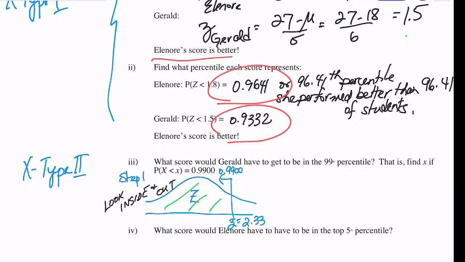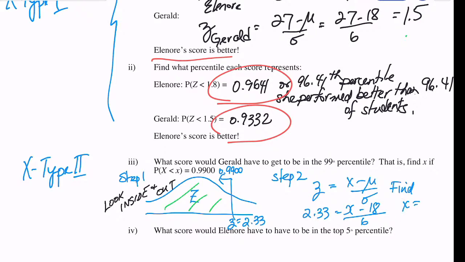Sorry about that. All right, so let's use step 2. Let's use the formula that says that you can convert x to z like this. We have 2.33. We want the score x, and we have the information on the mean and standard deviation for Gerald, which was 18 and 6. So find x, and that's all.